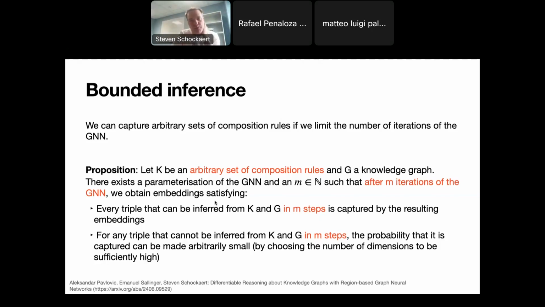And there, we have a much more positive result. For an arbitrary set of composition rules, and the embeddings that we get after m iterations of the GNN for some particular m, it's true that every triple that can be inferred from the rules in the knowledge graph with up to m steps will be guaranteed to be captured by the embedding. Conversely, everything that is captured by the embedding will almost certainly be inferable from the rules and the knowledge graph.